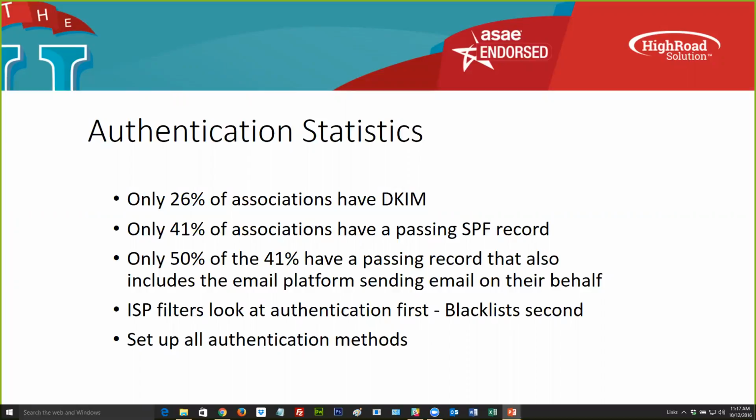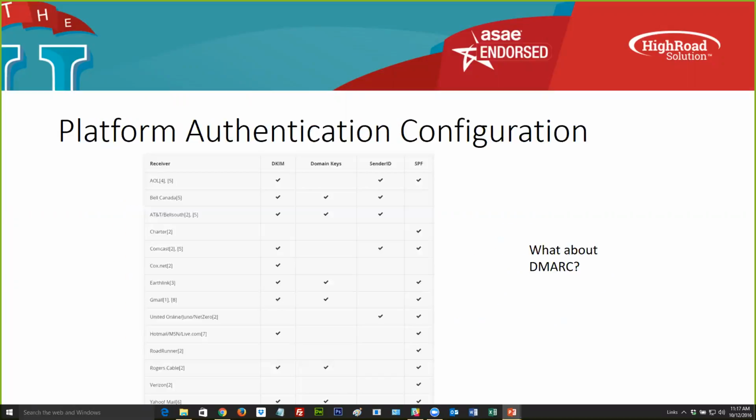This is great, but sometimes identifying the issue is the hard part. It's the resolution and the fixing, which takes 5 minutes, that is going to net you some pretty big rewards in terms of your future open rates. And ISPs look at authentication first, blacklist second, so set up all authentication methods.